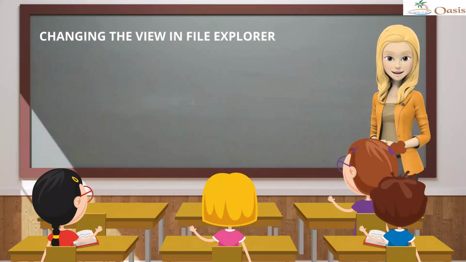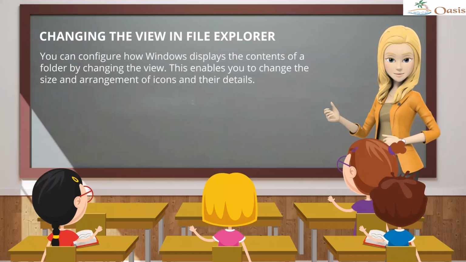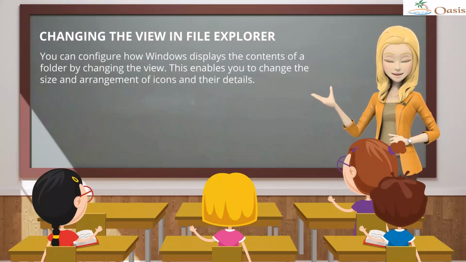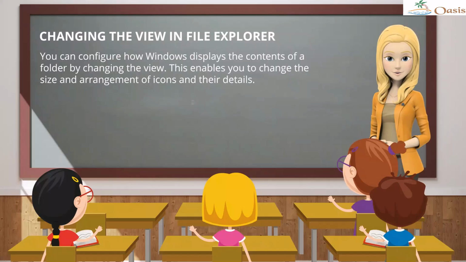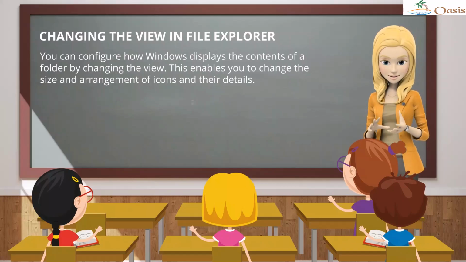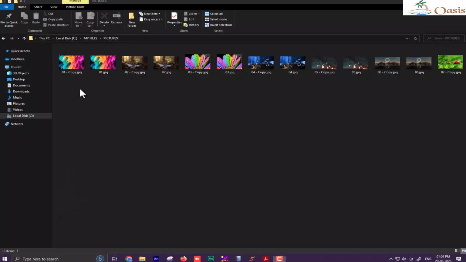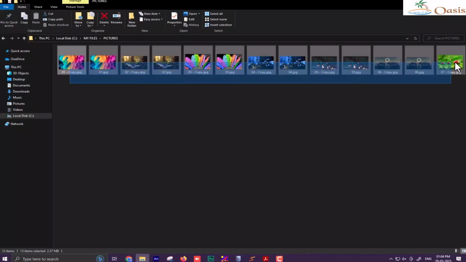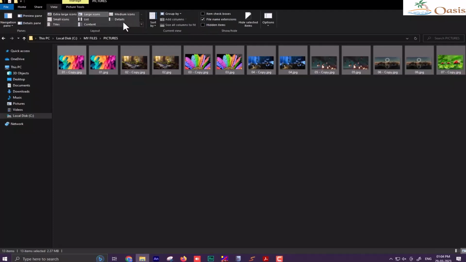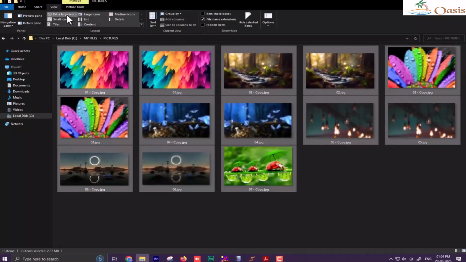Changing the view in File Explorer. You can configure how Windows displays the contents of a folder by changing the view. It enables you to change the size and arrangement of icons and their details. To change the folder view, open the folder containing the files for which you want to change view. On the View tab, from the Layout group, select the view you want to use.